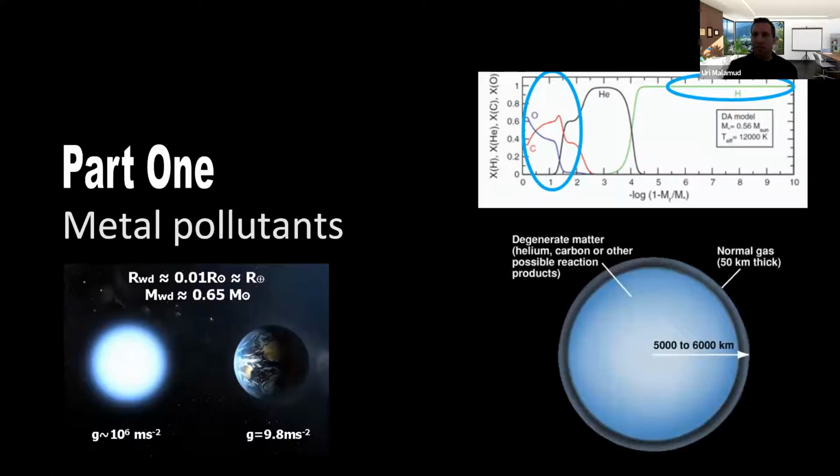So let me start by talking about the metal pollutants. Again, as I already touched on, we have the white dwarf. The white dwarf is the remnant core of the main sequence star. And of course, it's packed into a very tiny volume, basically the size of a terrestrial planet, but all this mass is packed into this tiny volume, so it's very, very dense.